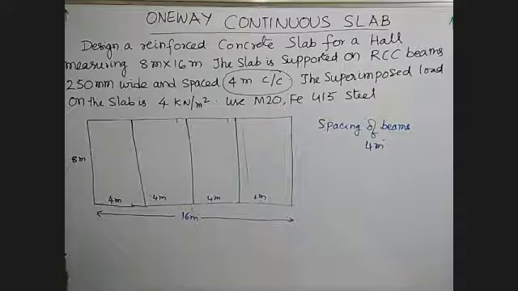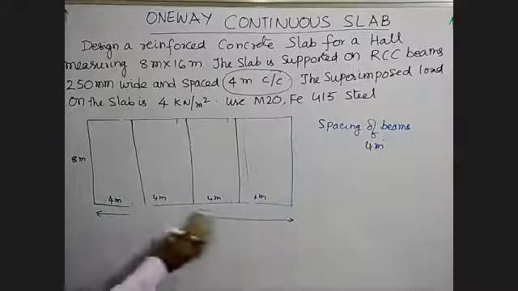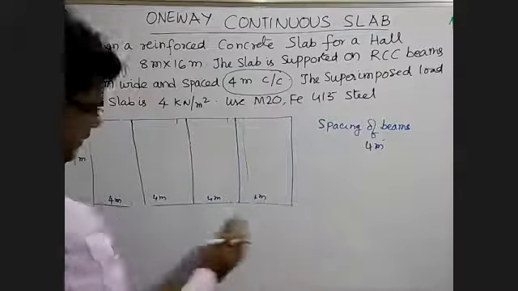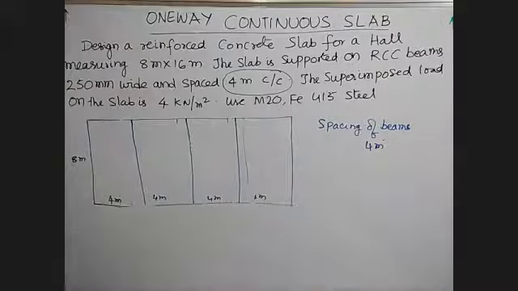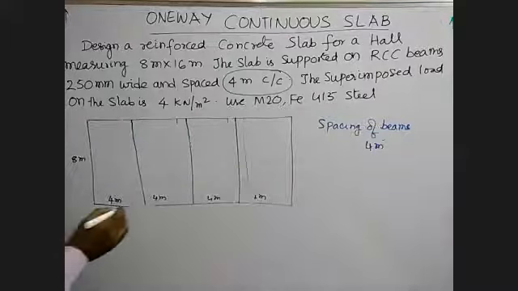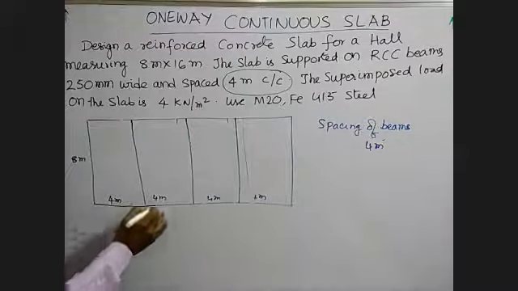See, for one-way continuous slab, take this span. Let us say, now the span is divided into 4 parts. Starting, if you understand, the remaining is all the same. Only the bending moment changes.